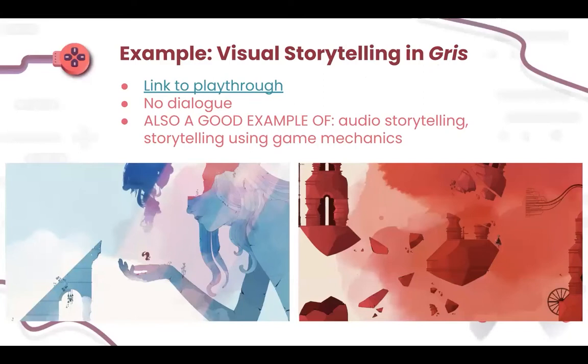So an example of great visual storytelling that I really love is Gris. If you haven't played this game, I highly recommend it, especially if you love platformers and puzzle games. There is absolutely no dialogue in this, but it tells a very coherent and emotionally impactful story as the character progresses through the game. I've included a couple of screenshots here of really showing you like strong color palette and how that relates to the mood. And this is also a really good example of audio storytelling because music is very important to this game.